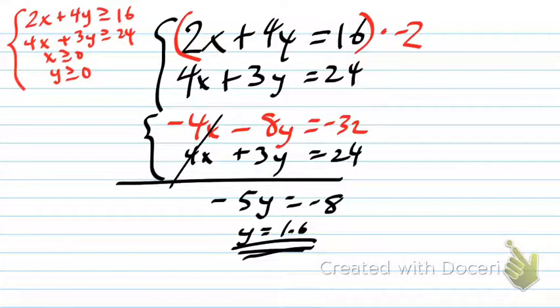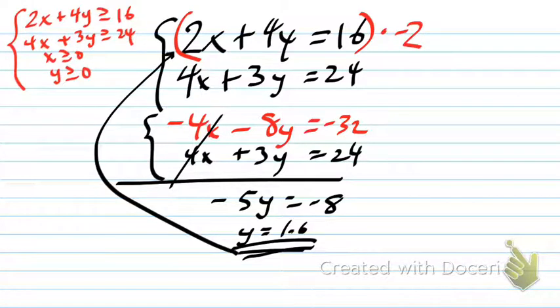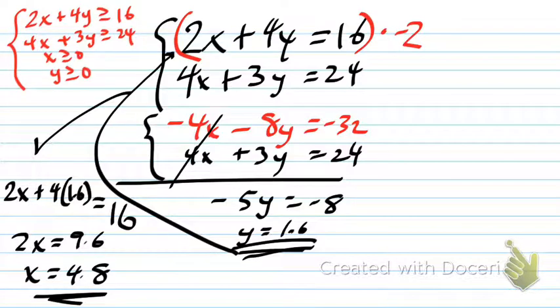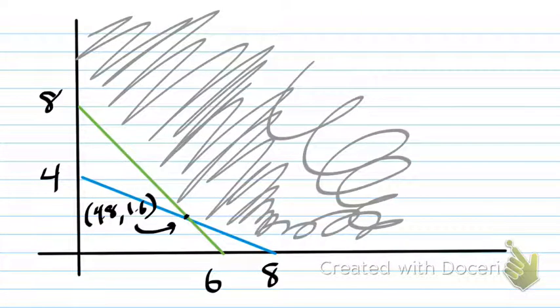We need to find the number of Grow Fast X bags that this would correspond to. So I'm going to plug that into my original function here. So that's going to be 2x plus 4 times 1.6 equals 16. Do a little bit of math ahead of time. If I multiply these together, I get 6.4, I believe. And if I subtract from both sides, I'll get 9.6. And then divide, and I get 4.8. So 4.8 of one bag and 1.6 of the other would represent a corner point of the region. So now we have all three of our corner points.